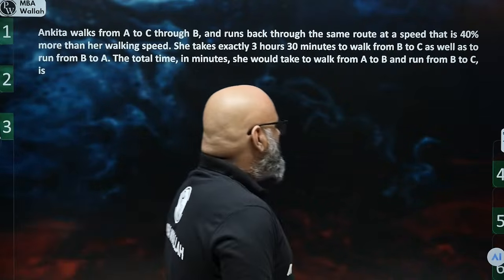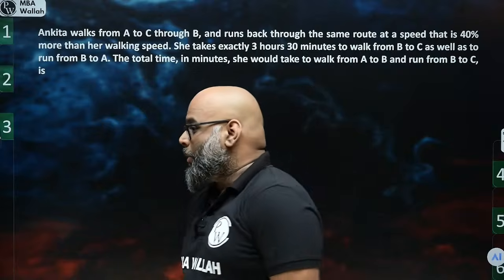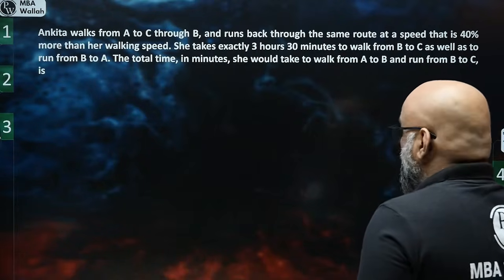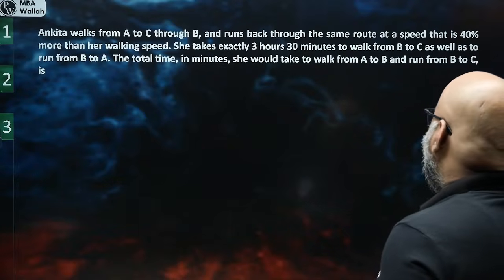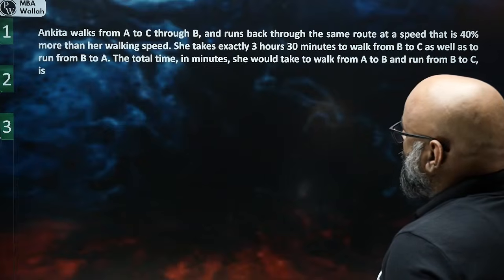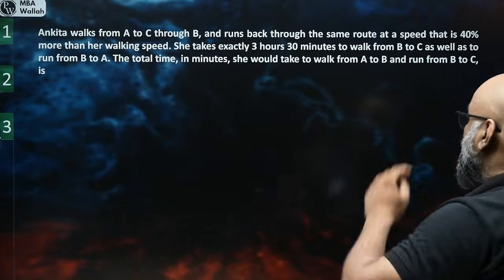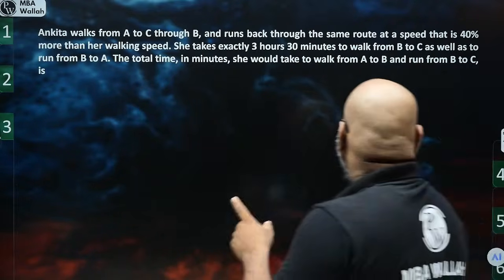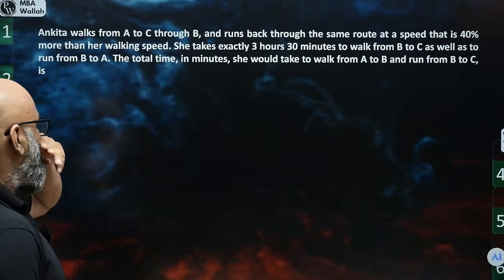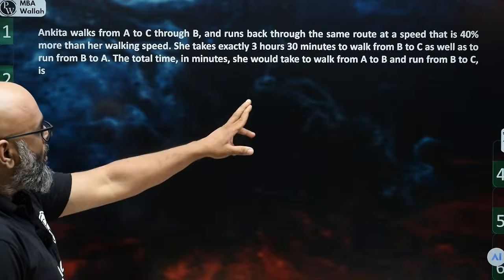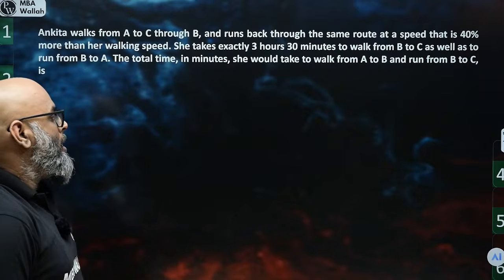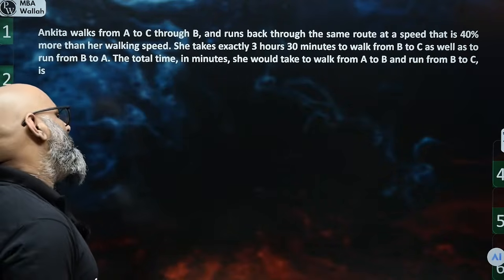All right, let's do this one. Beautiful question to work around with. Ankita walks from A to C through B and runs back through the same route at a speed that is 40% more than her walking speed. She takes exactly 3 hours 30 minutes to walk from B to C as well as to run from B to A. Running B to A is 3 hours 30 minutes. Walking from C to B is 3 hours 30 minutes. The total time in minutes she would take to walk A to B and run from B to C.